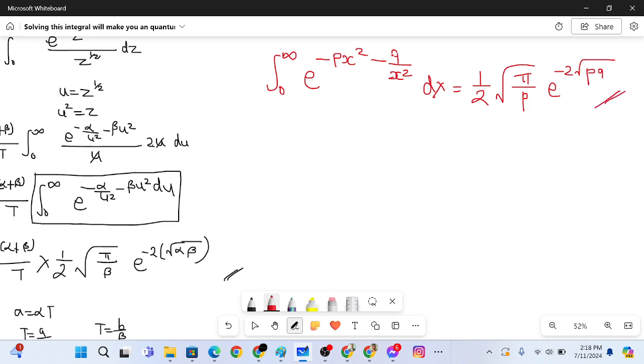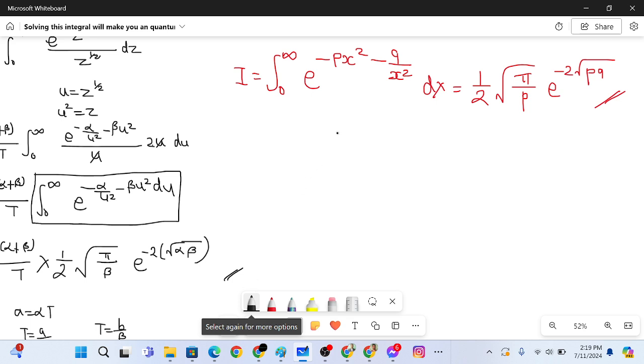This is the same. Yes, the coefficient of x square is p, here it was beta, so that's why we had beta, and 2 root alpha beta, same thing. So let us try to prove this. Now before I prove this, let me call this I. And what I'll try to do is simplify the number of constants.